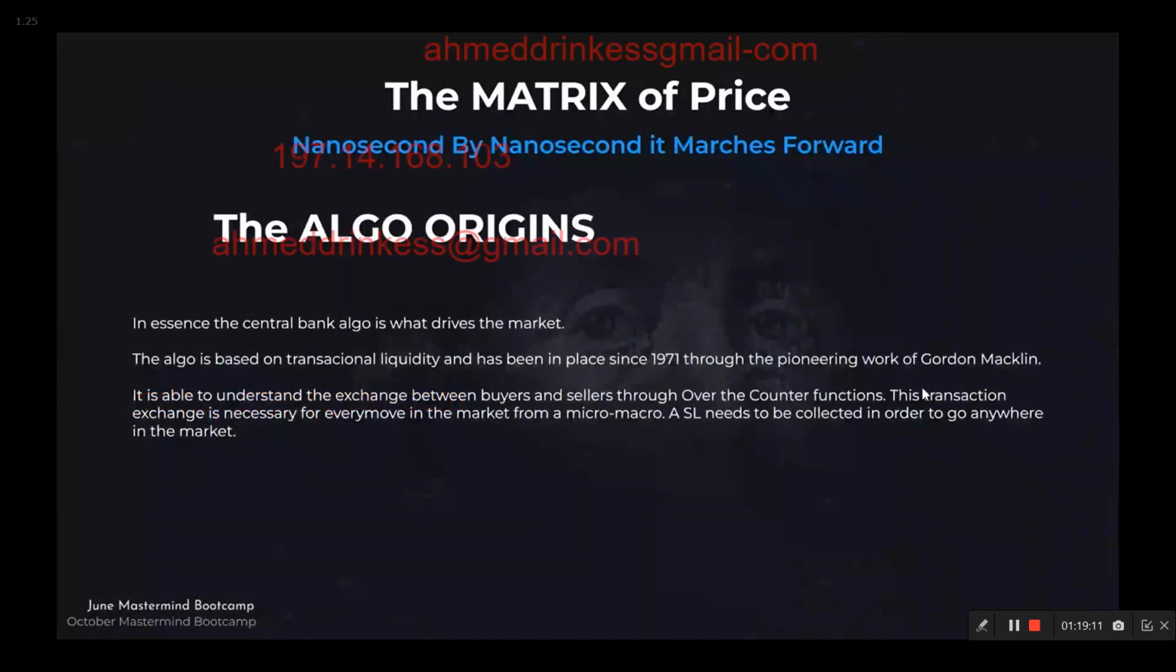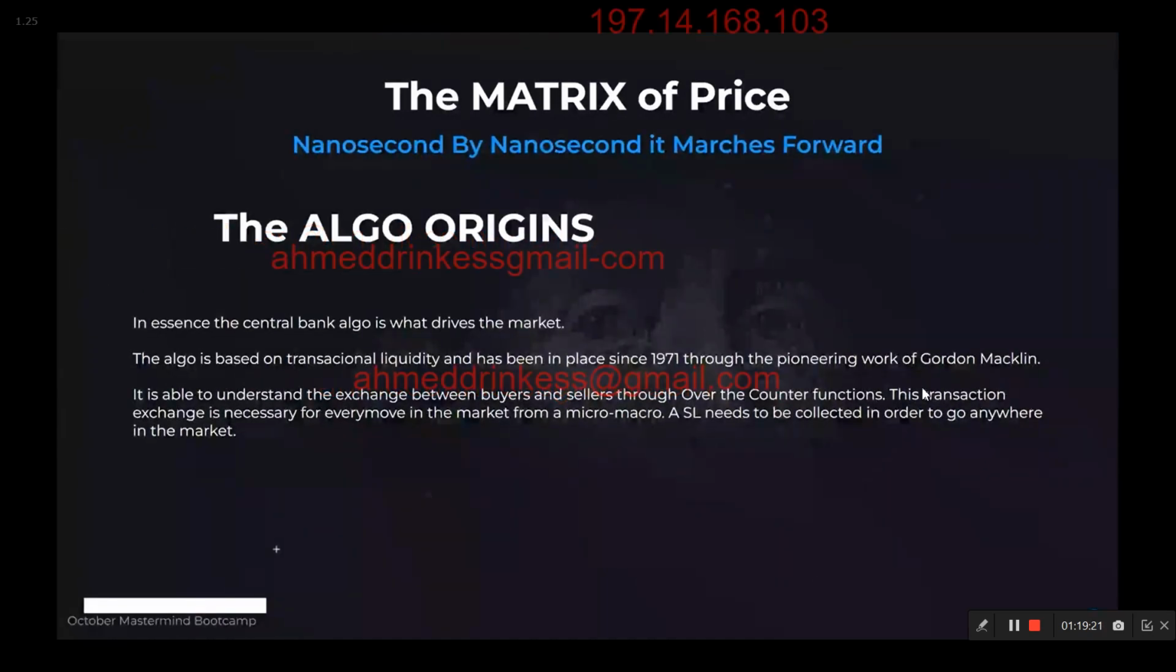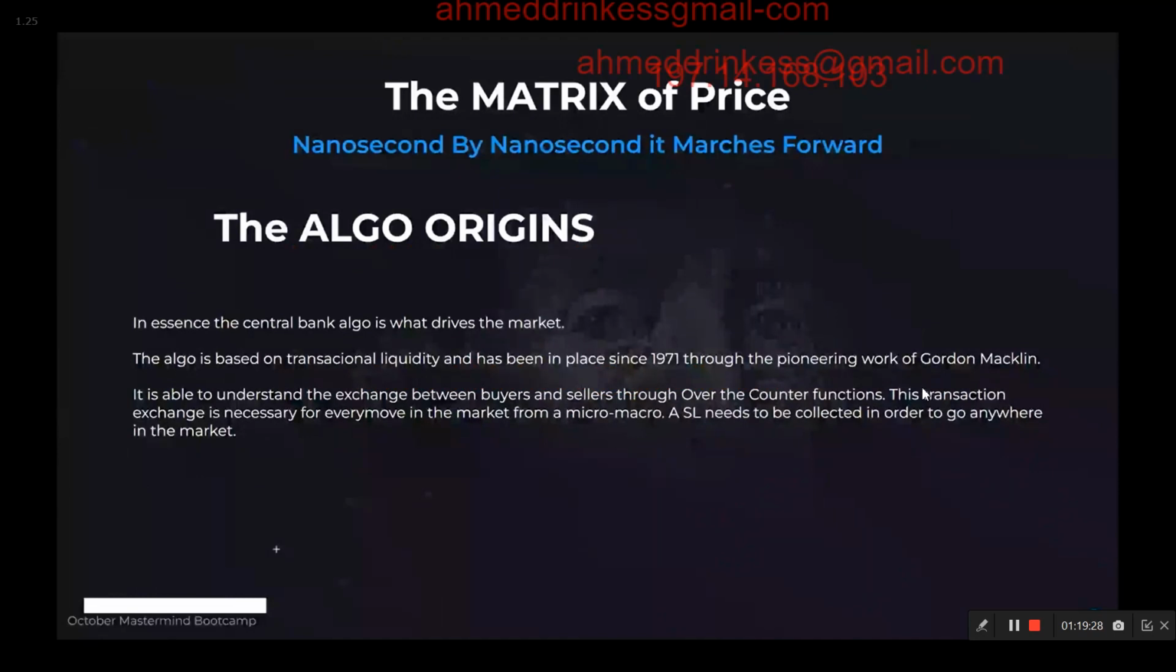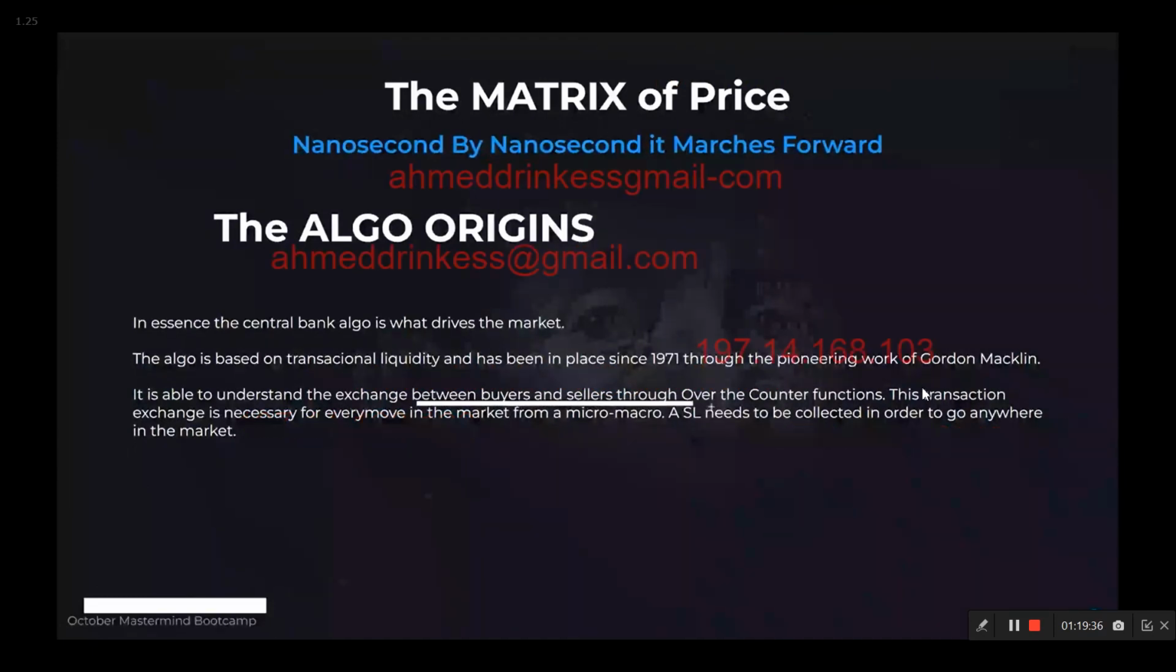In essence, everybody, the central bank algo is what drives the market. The algo is based on transactional liquidity and has been in place since 1971 through the pioneering work of Gordon Macklin. I'll definitely recommend everybody look up who Gordon Macklin is, read about him, do all the research you can, because I'm not doing that right now. It is able to understand the exchange between buyers and sellers through over-the-counter functions.